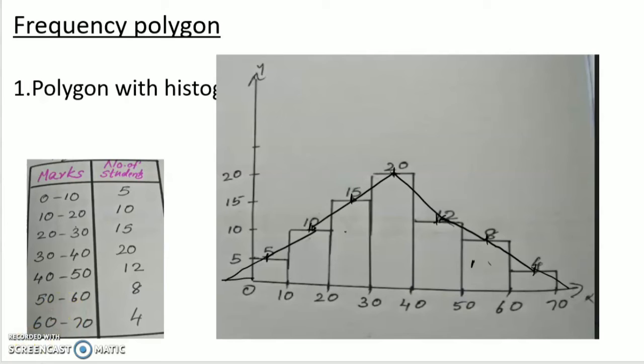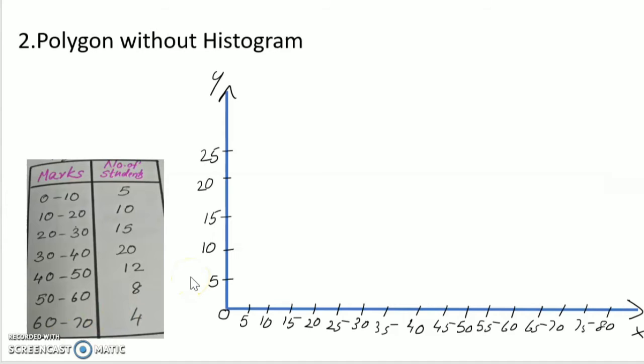Now the next case is polygon without a histogram. See here, in the same example itself, we can draw this polygon without a histogram. What is the first class interval? That is 0 to 10. And here the frequency is the number of students. So the first point is from 5 I have to mark. Before that, the first thing that you have to do here is find out the midpoint, the mid value.